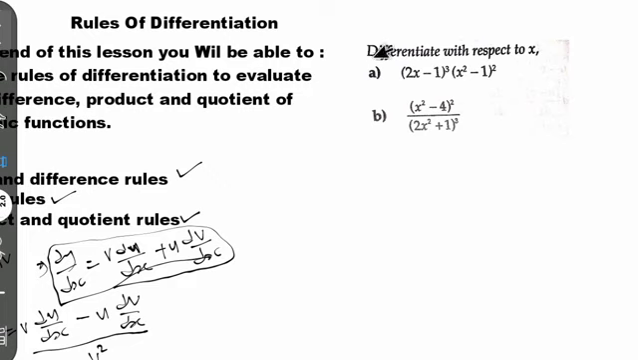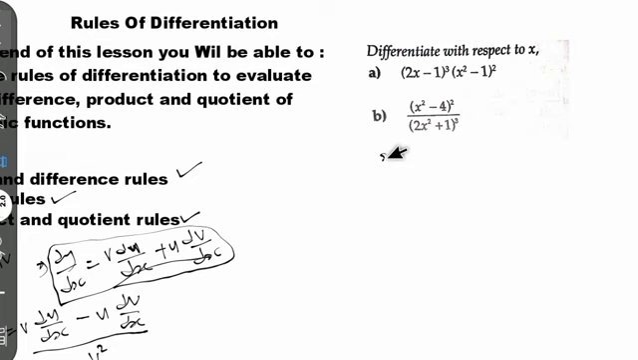The question says differentiate with respect to s. The first one, you have (2s minus 1) to the power of 3, times s. Open bracket, we have s squared minus 1, everything to the power of 2. And the second one, s squared, open bracket, s squared minus 4 to the power of 2, close, divided by (2s to the power of 2 plus 1), everything to the power of 3. Now let's dive into the solution of it.